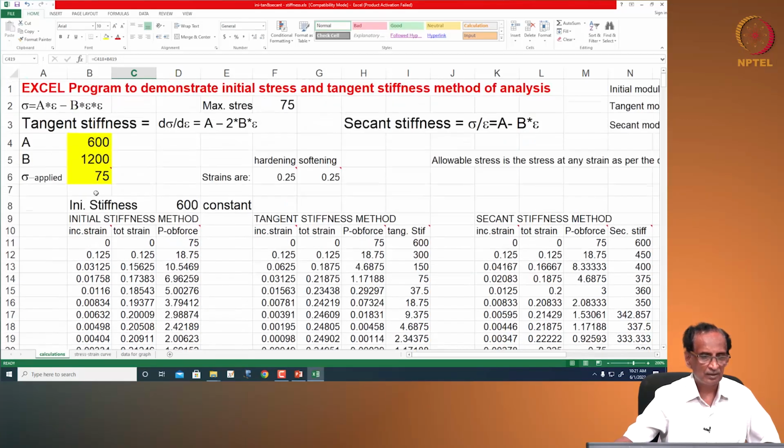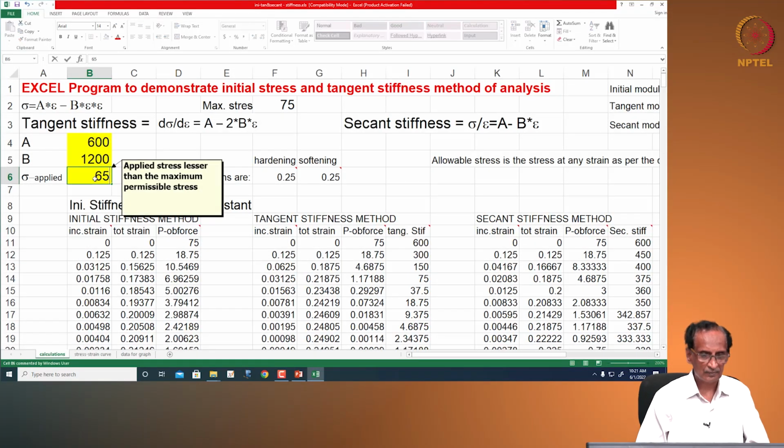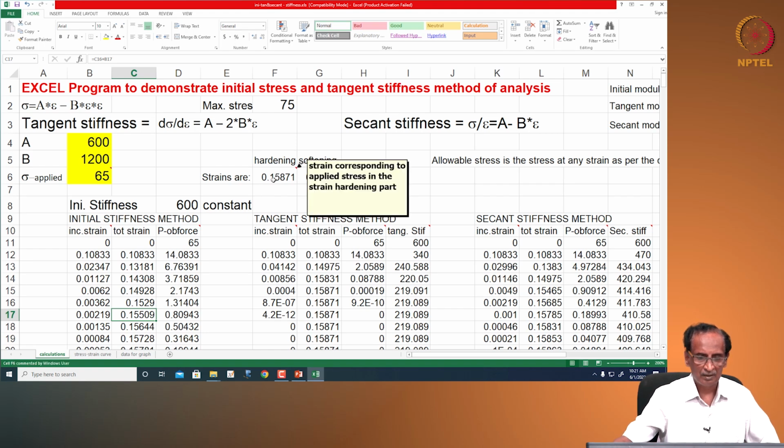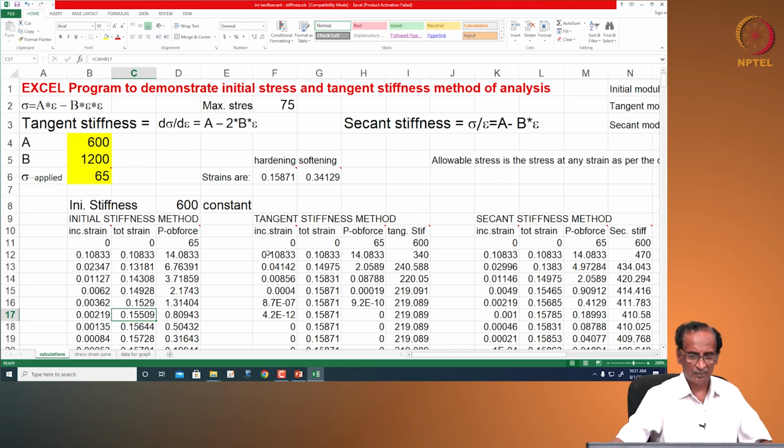Okay. Let me just set it back to 65. Okay. And within 6 cycles our total strain with the initial stiffness method or initial stress method is 0.155 against the calculated strain of 0.1587. Okay. And now let us look at the tangent stiffness method, where we update our stiffness matrix or our stiffness. We are doing the same thing.